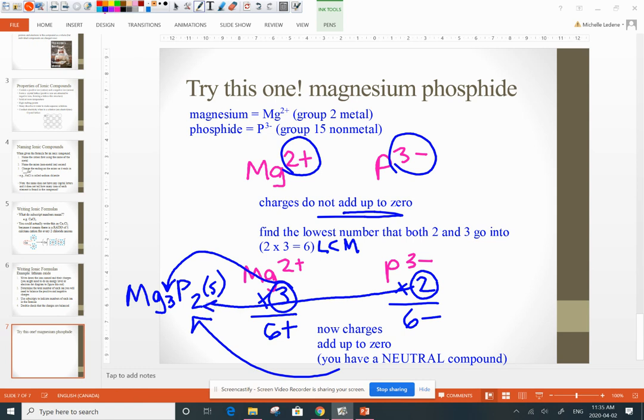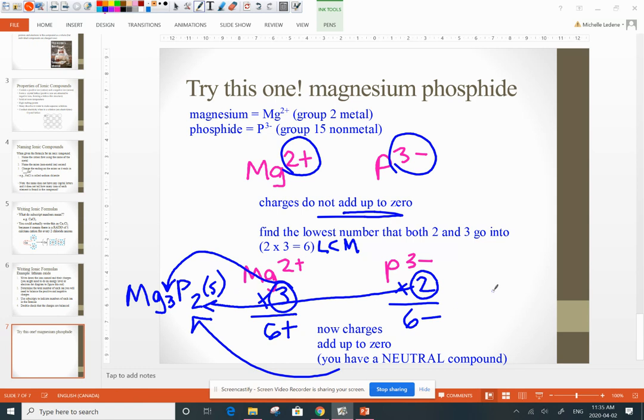This goes in my formula here, Mg3P2. How much are my charges? I have 6 positives, I have 6 negatives. Charges add up. I now have a neutral compound. This is an ionic compound because I have a metal and a non-metal.